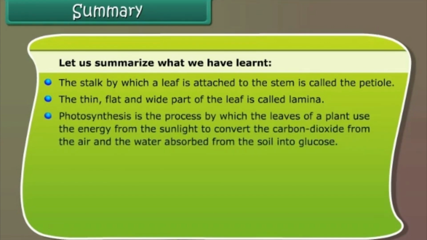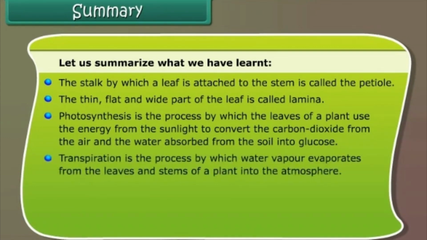Photosynthesis is the process by which the leaves of a plant use energy from the sunlight to convert the carbon dioxide from the air and the water absorbed from the soil into glucose. Transpiration is the process by which water vapor evaporates from the leaves and stems of a plant into the atmosphere.